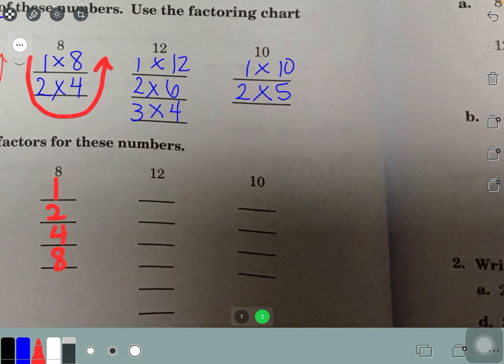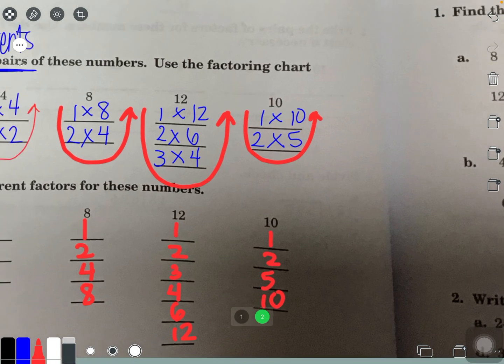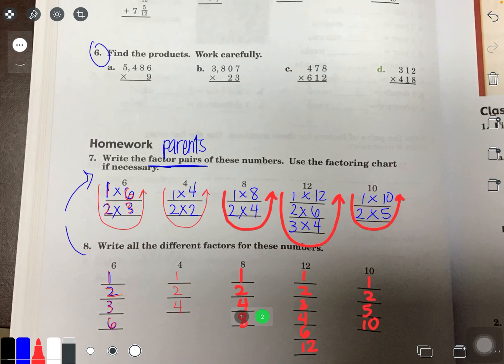Ooh, 12 has a lot. So I do the happy face. 1, 2, 3, 4, 6, 12. And then here, short happy face. 1, 2, 5, and 10. So I'm just listing the factors there.